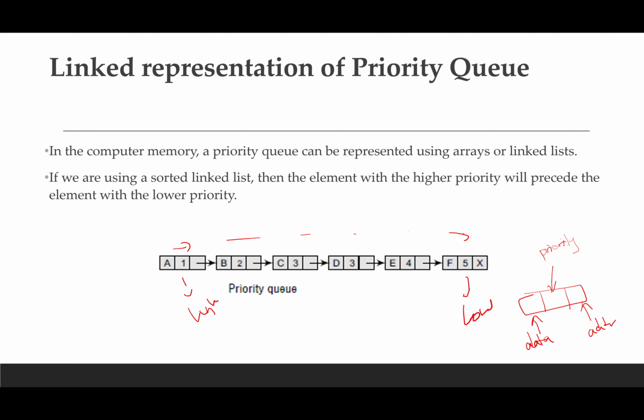So that is, 1 has the highest priority, and here 5 has the lowest priority. For example, if there are two elements A and B, where A has priority number 1 and B has priority number 2, what will be performed first? A will be performed first because A has the highest priority.